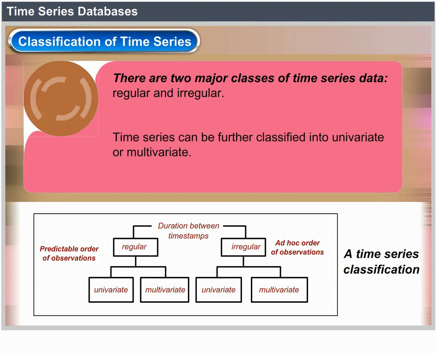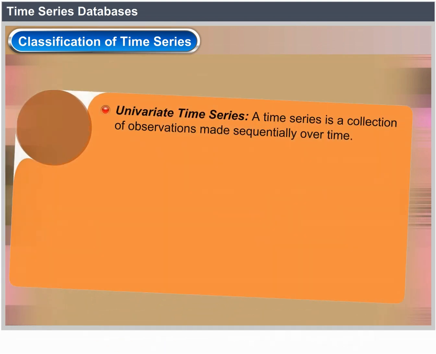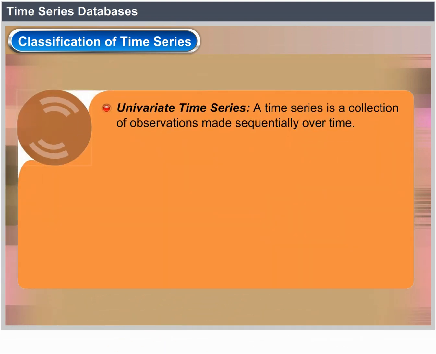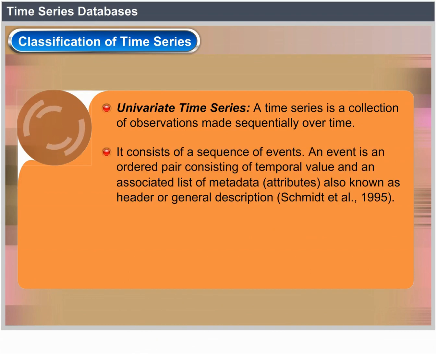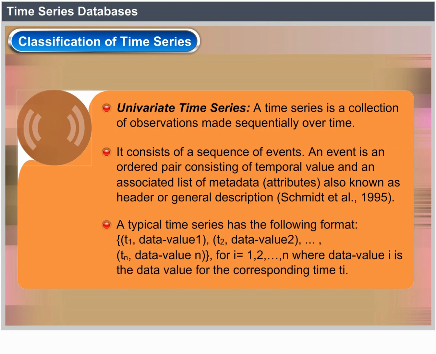Univariate time series. A time series is a collection of observations made sequentially over time. It contains a sequence of events. An event is an ordered pair consisting of temporal value and an associated list of metadata attributes, also known as header or general description. A typical time series has the following format: T1, data value 1, T2, data value 2, and so on until Tn, data value n, for i equals 1, 2 going up to n, where data value is the data value for the corresponding time, Ti.